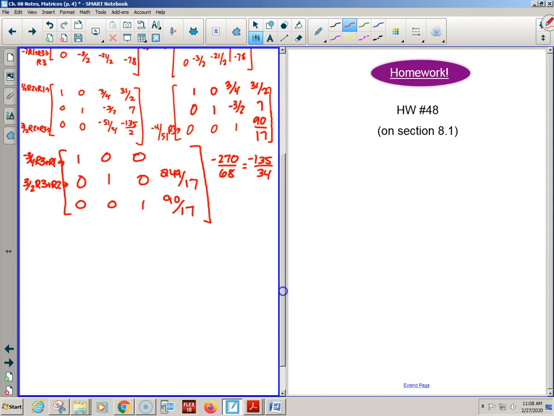This one would have been 3 halves, which would have been 270 all over 34 plus 31 times 17. Oh, there you go. I multiplied wrong, I think. I just erased it. But I had to get common denominators. That would be over 1. I needed it to be over 34.